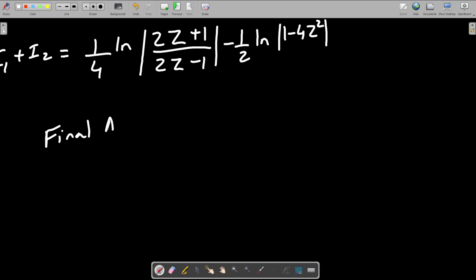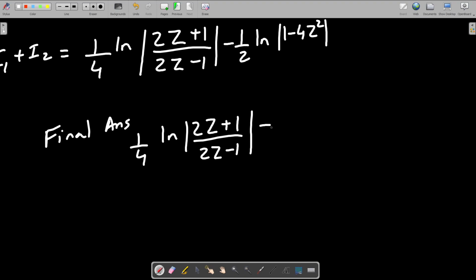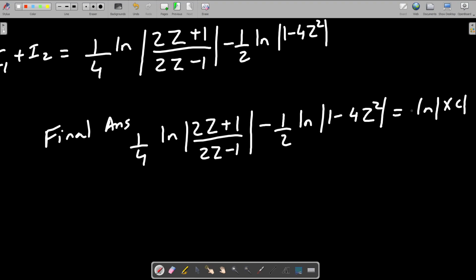this is not the final answer actually, but still, this will become 1 by 4 times ln of 2z plus 1 upon 2z minus 1 into half times this. This can be simplified further, but let's not simplify this, because this will have to involve a lot of divisions and all. And this RHS over here will become ln of x into c. Okay, this is very obvious part.